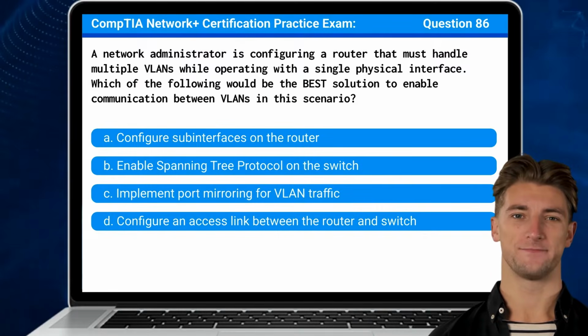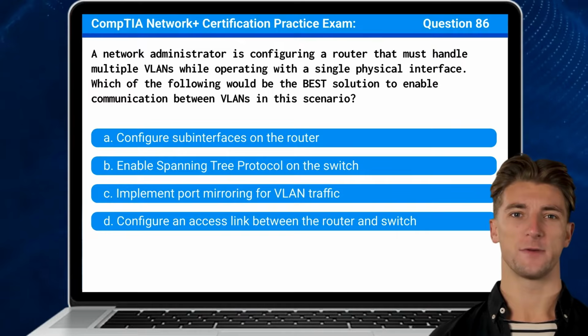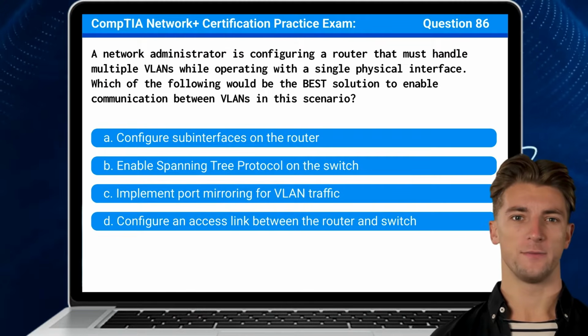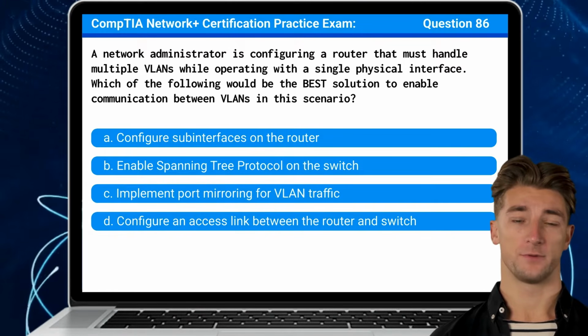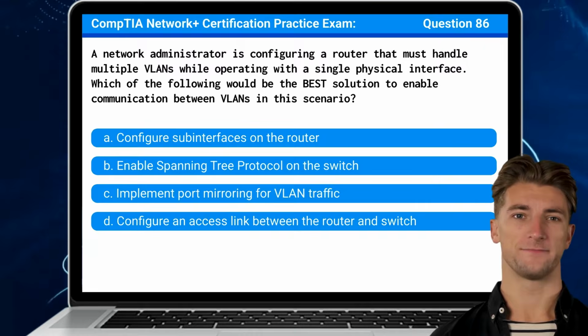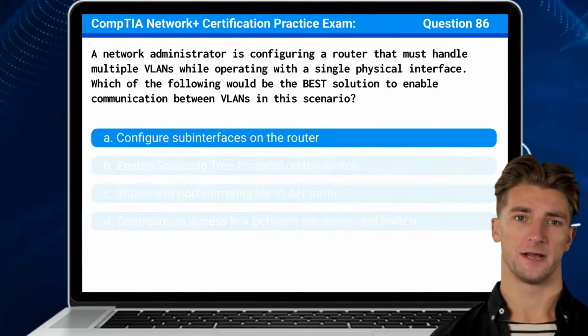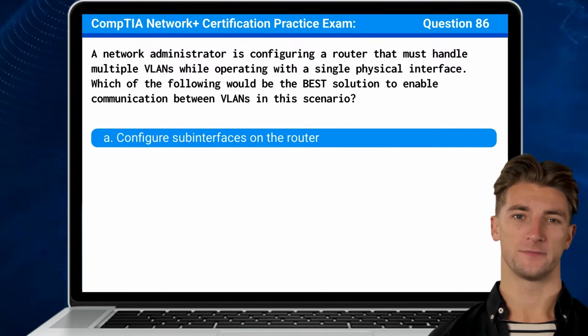Question 86. A network administrator is configuring a router that must handle multiple VLANs while operating with a single physical interface. Which of the following would be the best solution to enable communication between VLANs in this scenario? The answer is A. Configure subinterfaces on the router.